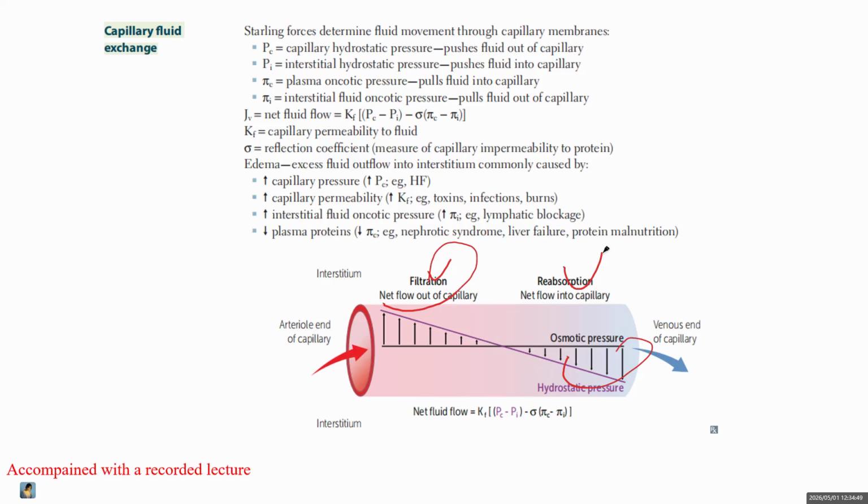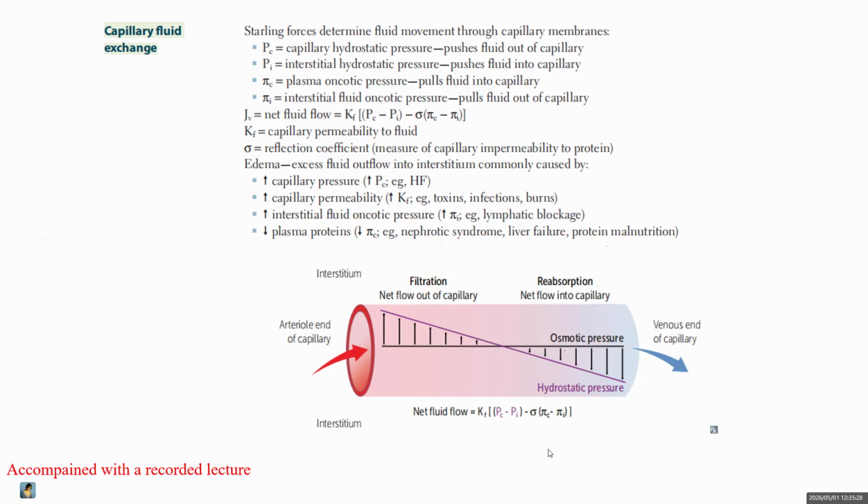So why the hydrostatic pressure? You have to understand why the hydrostatic pressure falls along the capillary. Why is this hydrostatic pressure lower at the venous end and higher at the arterial end, right? Because as the blood flows through the capillary, energy is lost due to resistance, right? Since energy keeps on being lost, the pressure gradually falls. And this is why filtration is favored at the beginning of the capillary and reabsorption is favored later, right?